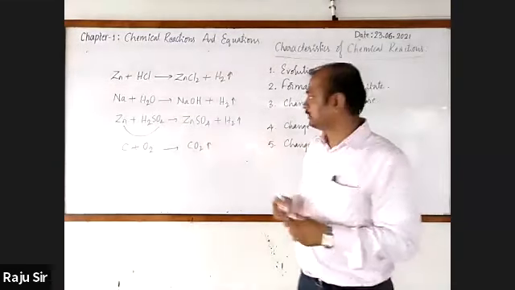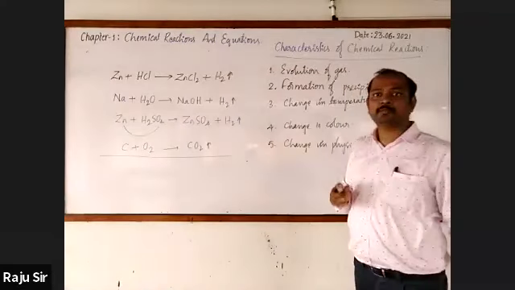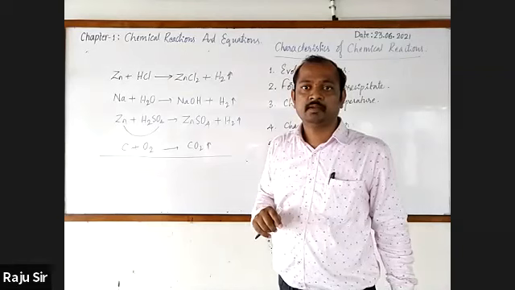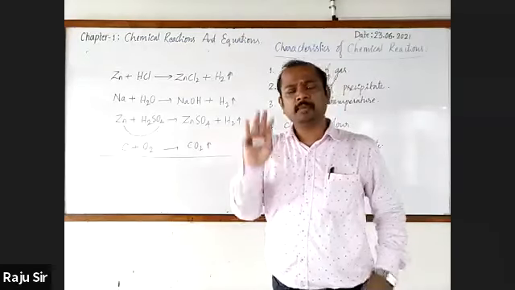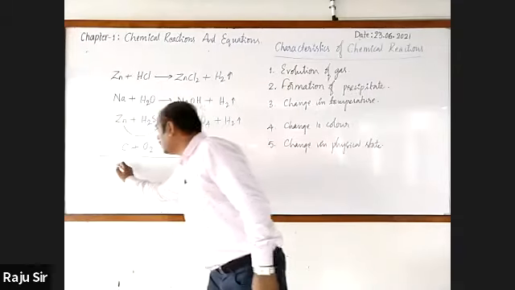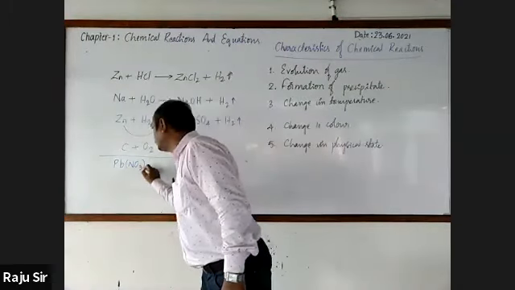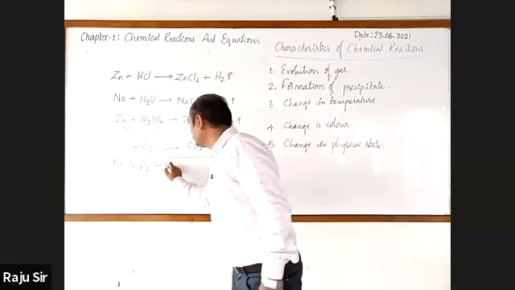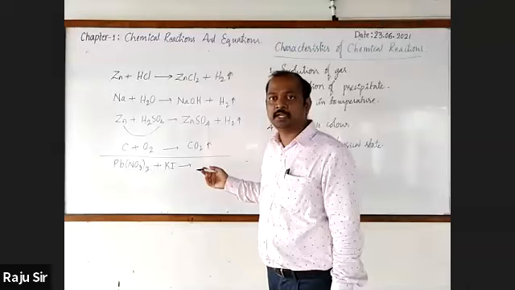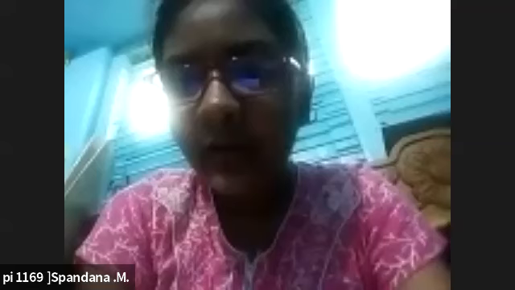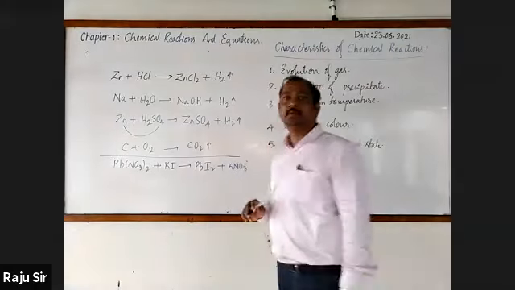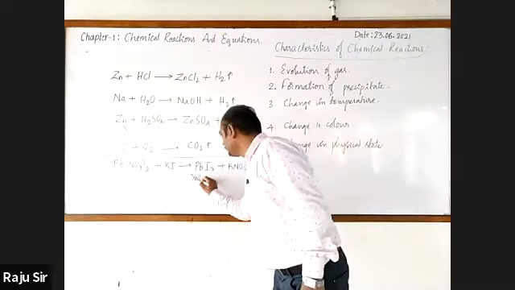Then formation of precipitate. Adya, let your concentration be here. With respect to formation of precipitate, when aqueous solution of lead nitrate, Pb(NO3)2, reacts with aqueous solution of potassium iodide, it produces the yellow colored precipitate called lead iodide, PbI2, plus aqueous solution of KNO3, potassium nitrate. So this is a yellow precipitate.